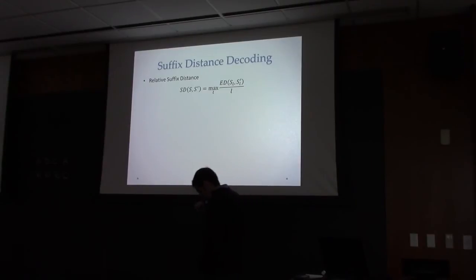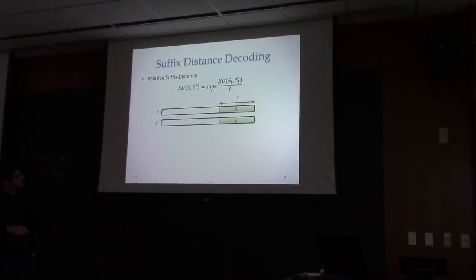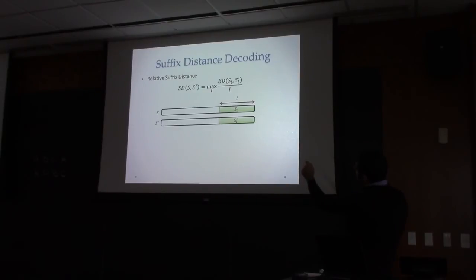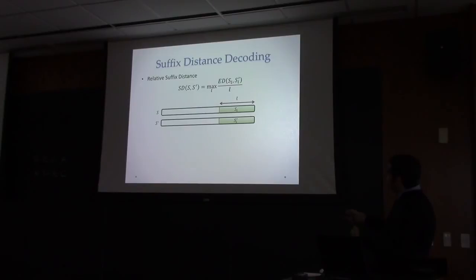I'm going to define a new distance notion right now, which I'm going to refer to as relative suffix distance. The suffix distance of two strings S and S prime is defined as follows. Look at the suffixes of length L of both strings, and look at the relative edit distance of them. By relative edit distance, I mean edit distance over the length of them, and then maximize it over L. This would be the relative suffix distance.